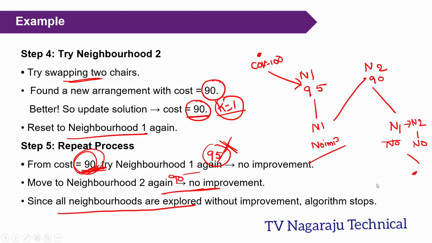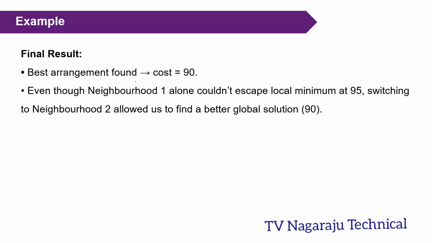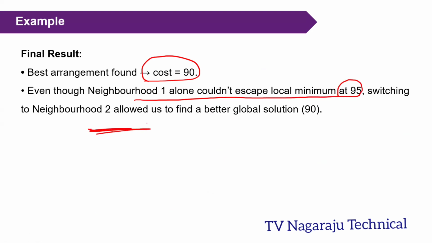What is the final result? The final result is that the best arrangement is found at cost equal to 90. Neighborhood 1 alone could not escape the local minimum at 95. Only by switching between two neighborhoods are you getting the solution. In my assumption, neighborhood 1 gives the value 95, but in neighborhood 2 only I am getting the best solution. Now you got it?